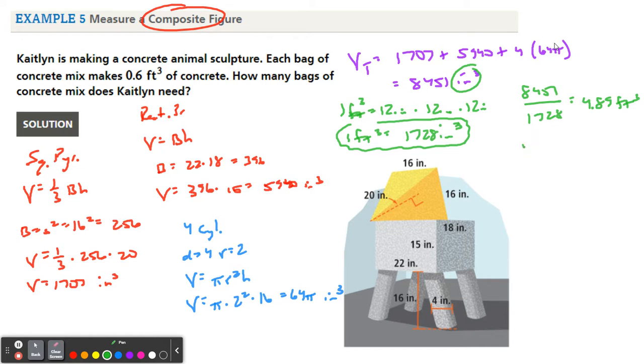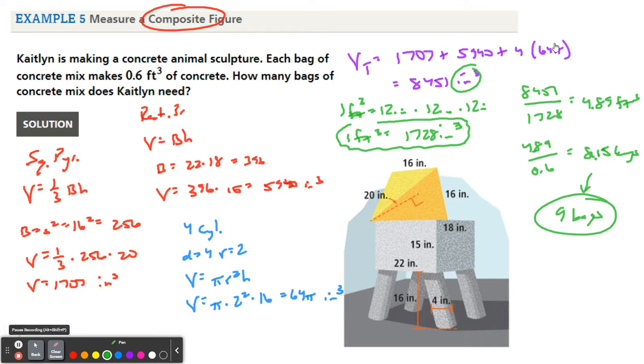So then I'm going to divide that 4.89 by 0.6 because each bag is able to create 0.6 feet cubed of concrete. And when you divide that, you get 8.15. And of course, that would be the number of bags. And of course, you can't have 0.15 of a bag. So when you're at the store, do you buy 8 or 9? If you only buy 8, you're short. So you must round this up to 9 bags. And that's how much concrete Caitlin must have to make this concrete sculpture.